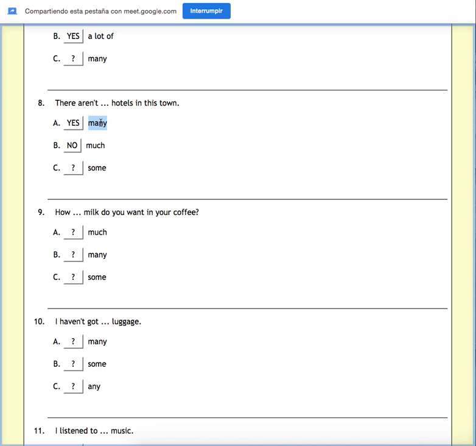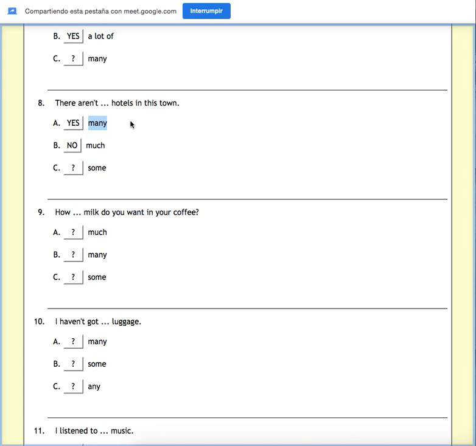Acuérdate, many lo usas con los que son contables. ¿Listo? No podías usar much porque es contable. Y no podías usar some porque tienes acá el negativo. La única opción era many.